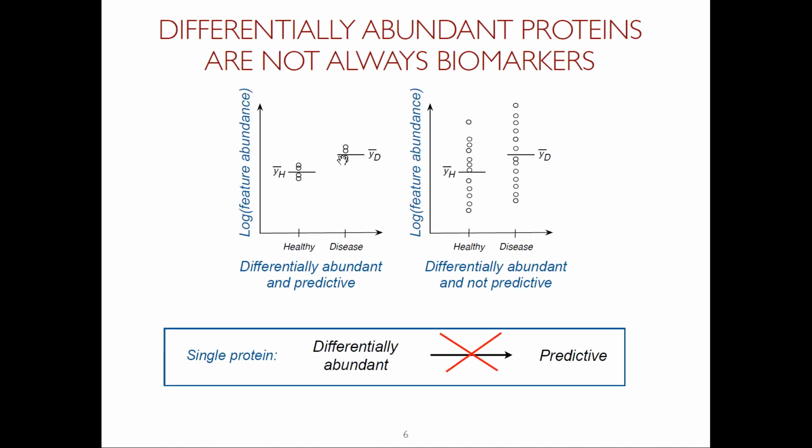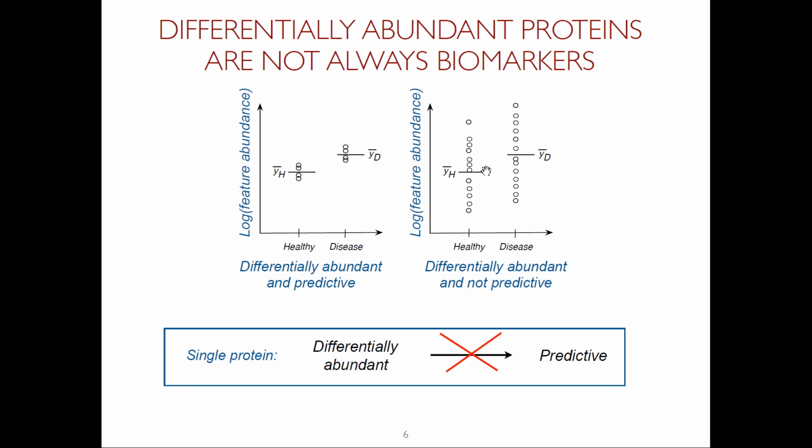So here you can see, let's say, healthy and disease, and we have subjects very tightly clustered around the means. And so if the doctor sees a patient with this protein abundance, it's likely coming from the disease group. So this is a case where it's regulated and predictive at the same time.